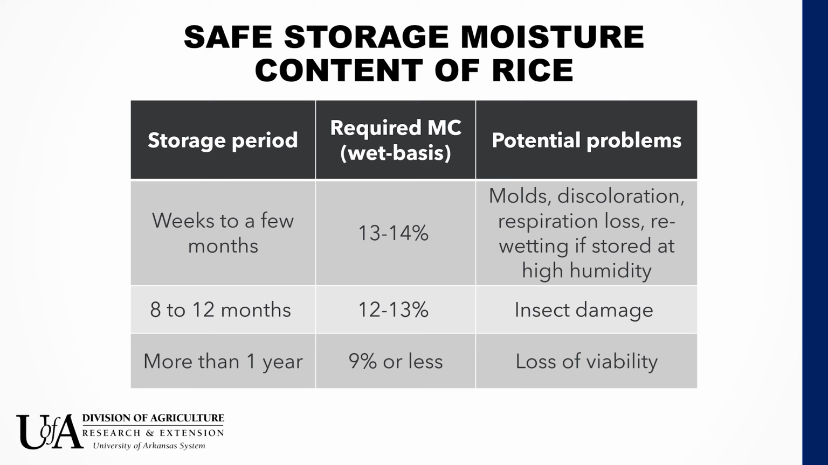Now, if you're going to store that rice for 8 to 12 months, we recommend that we store that rice at about 12 to 13%. During this period, we need to be concerned about things like insect damage occurring in this rice. If you're going to store that rice for longer durations, 1 year and above, then the respiration is going to be very, very minimal. We would expect, however, problems of loss of viability to be of concern to us.